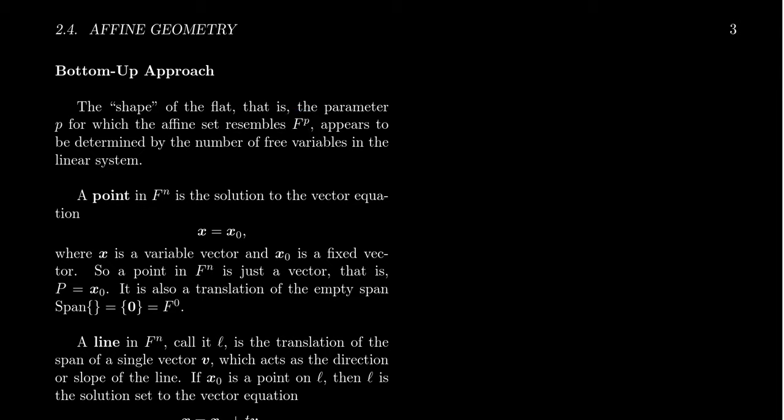What happens when our parameter is equal to zero? That basically means we are creating a set that looks like F^0, which really has nothing to do with Captain Falcon or anything like that. Instead, this is just a point in the space. So a point in F^n is what we mean by a zero flat. A zero flat is just a point.